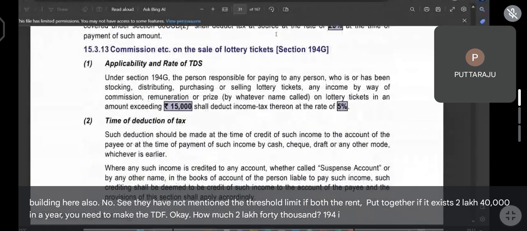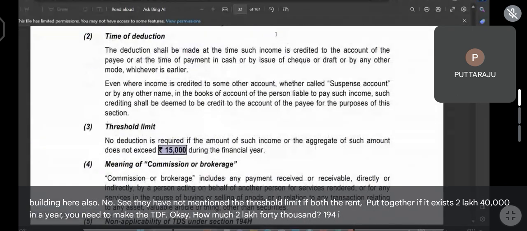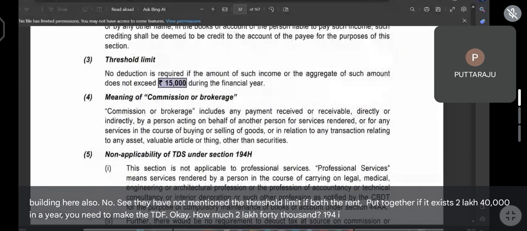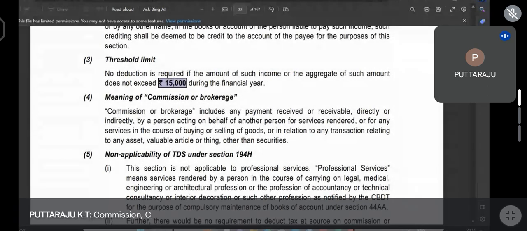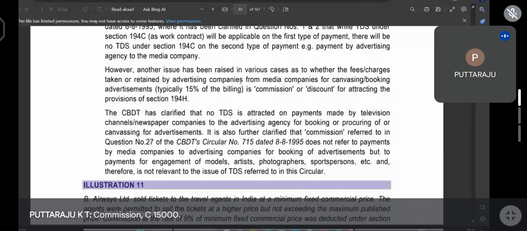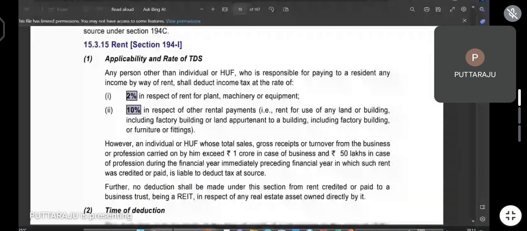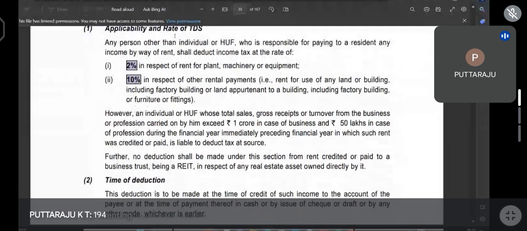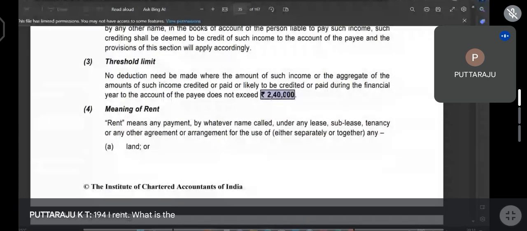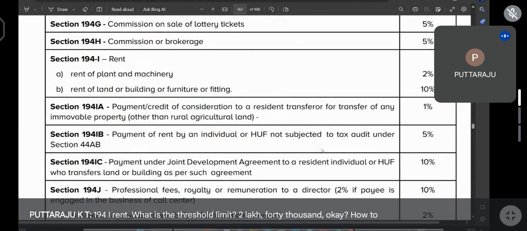194I. Commission, 15,000. Rent: what is the threshold limit? 2,40,000. Okay. How to calculate 2,40,000?